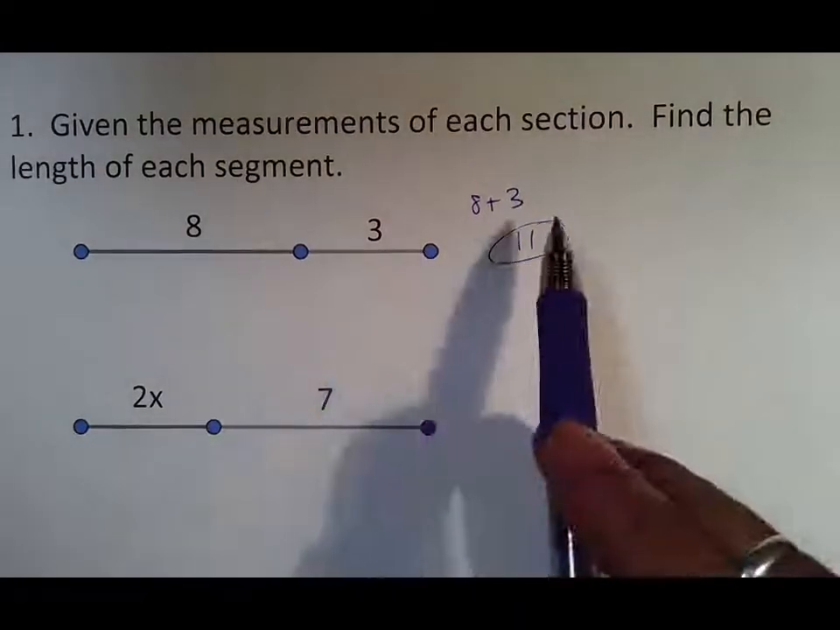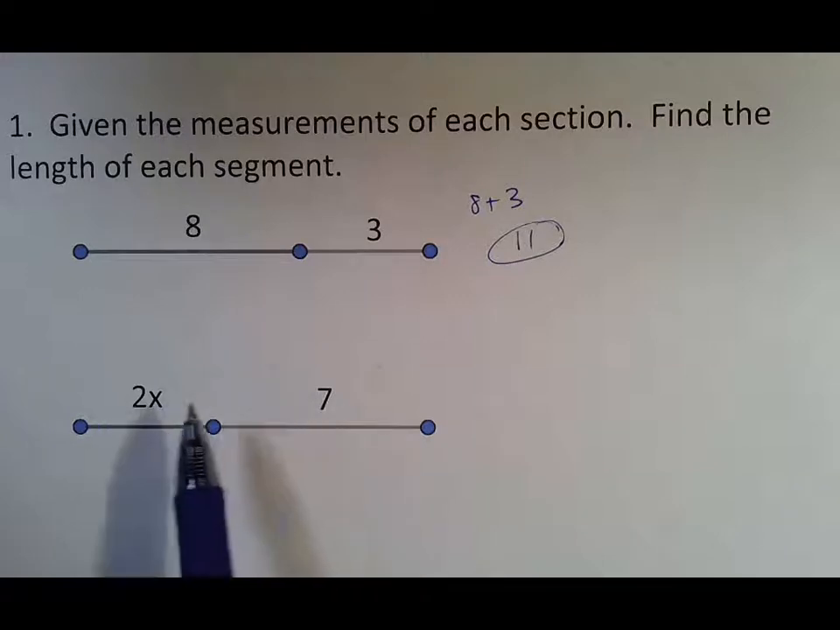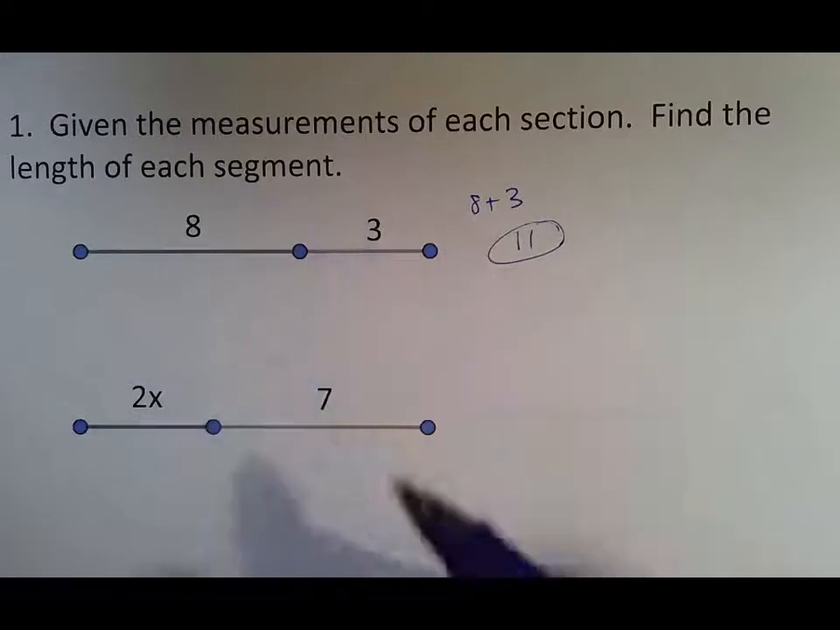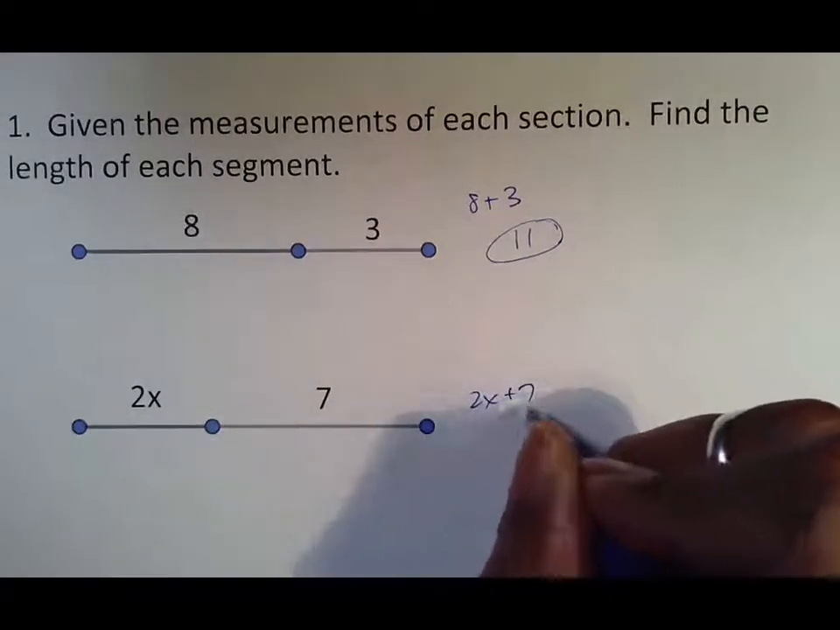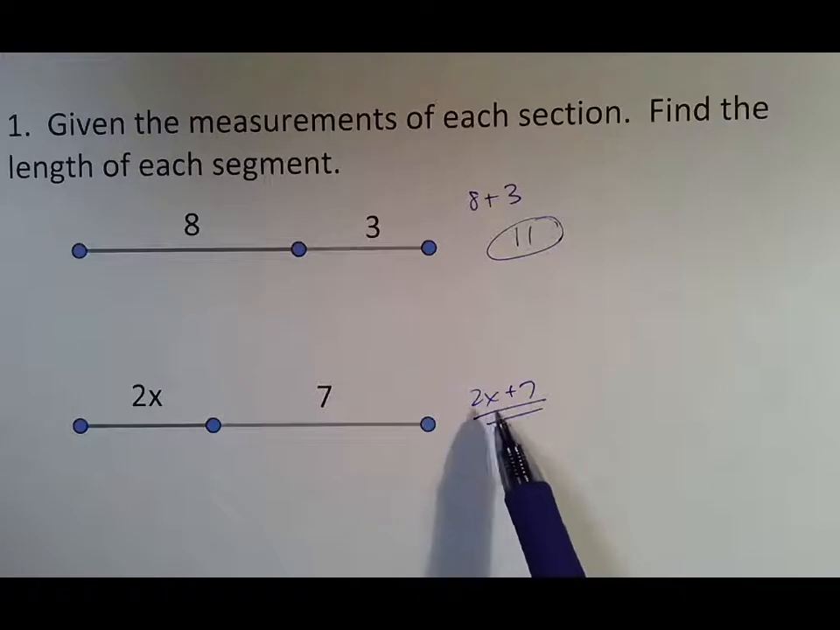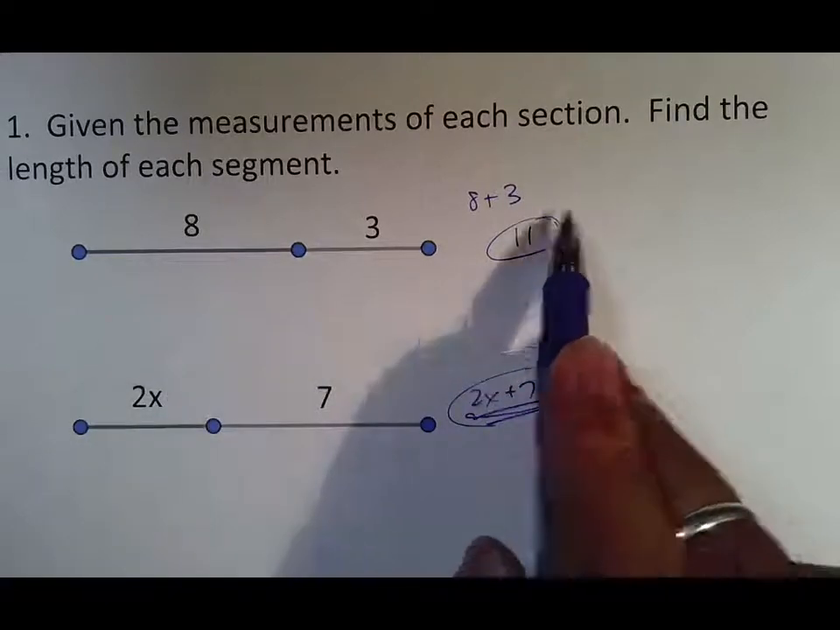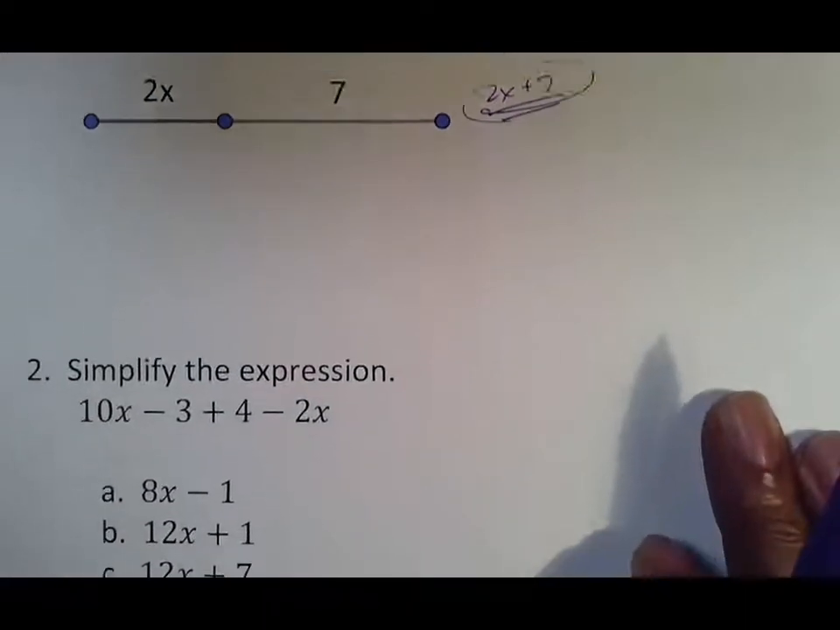So using that same concept, what if I have something here where this is 2x and this is 7? We would just call this, just like we did 8 plus 3, 2x plus 7. And that's all we can do because of what we learned from other things, that you can't put the x term together with the constant term. So that's really all we can do. So this is the answer to that second segment, and 11 is the answer to the first segment.